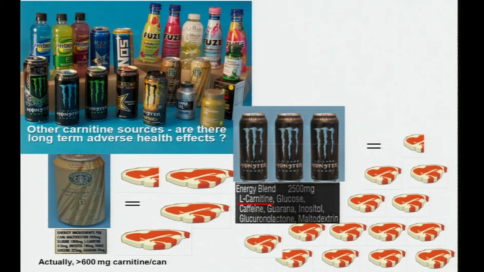If you'll notice, the carnitine content in Monster in particular is in front of the glucose. So it's the most abundant additive that they have. One portion of a steak is approximately 160 to 180 milligrams. So we're talking a lot of carnitine in the can.